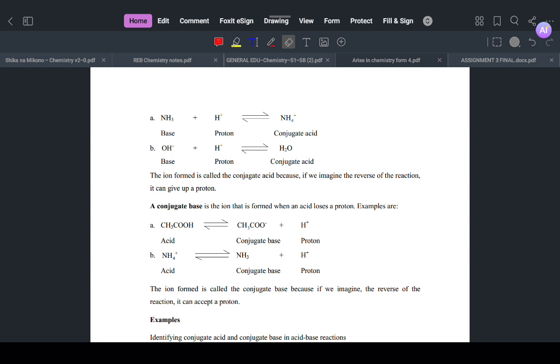Okay, so let's look at a conjugate base. A conjugate base is the ion that is formed when an acid loses a proton. All right, let's go back to the earlier example. Suppose that HCl, which is an acid, reacts with ammonia, which is a base, to form ammonium, which is a conjugate acid, and a chloride ion.